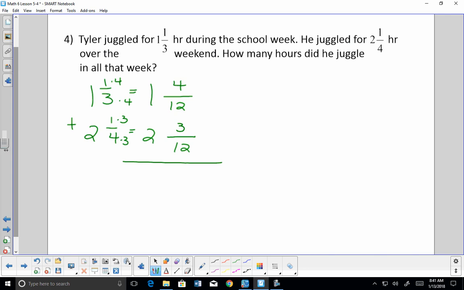2 plus 1 is 3. 4 plus 3 is 7. 3 7/12. This does not need to be renamed because it's in a proper fractional form as a mixed number. So Tyler juggled for 3 7/12 hours.